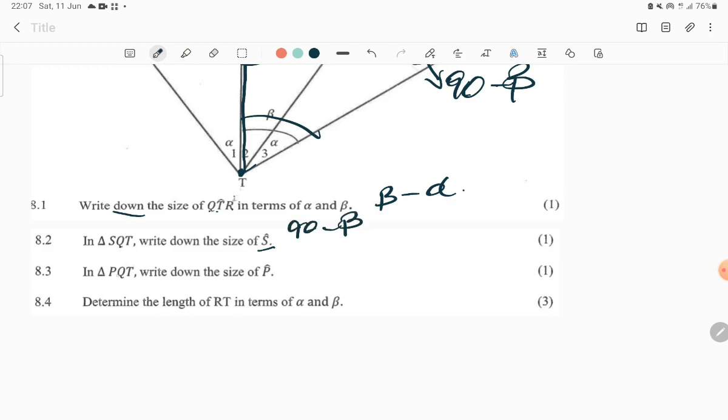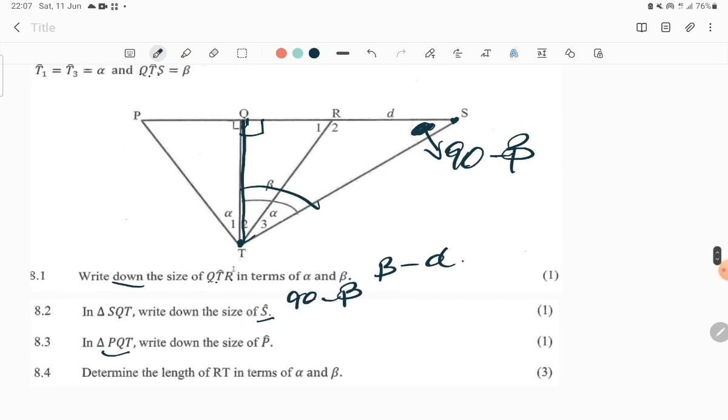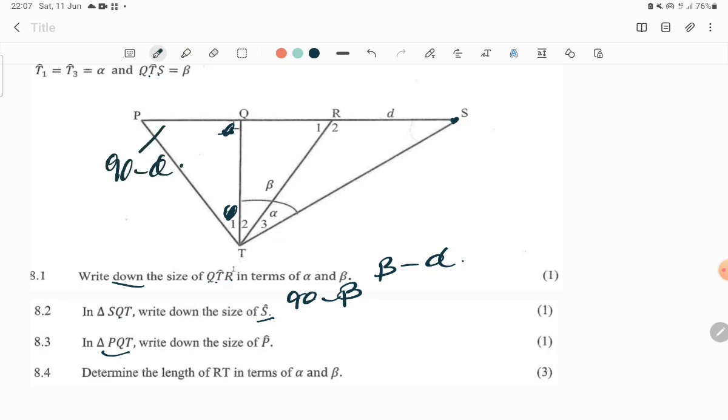Coming to another triangle that is being specified, PQT. In triangle PQT, write down the size of P. What we notice is that if this is alpha and this is 90, then this one is going to be 90 minus alpha. So this one is going to be 90 minus alpha.